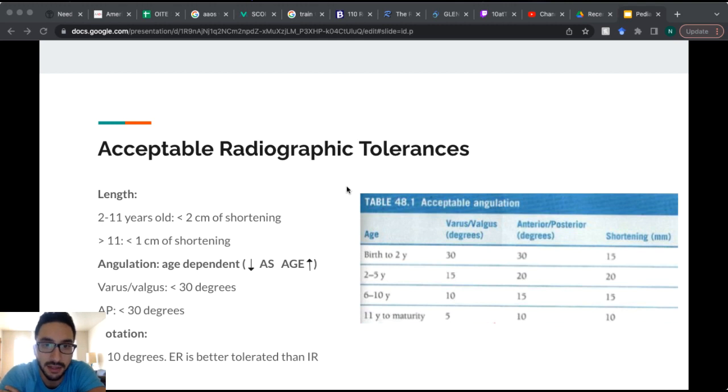And in terms of angulation, it's going to be age dependent. Your tolerance for angulation decreases as the age increases. You can see how that goes in this chart right here. As you're increasing in age, your angulation tolerances decrease. And you can tolerate about 10 degrees of rotation. External rotation is tolerated better than internal rotation as well.